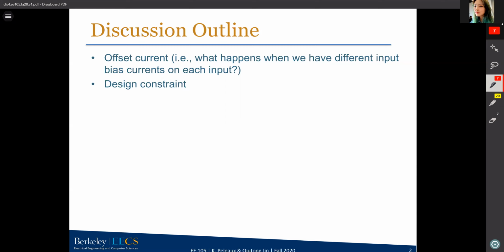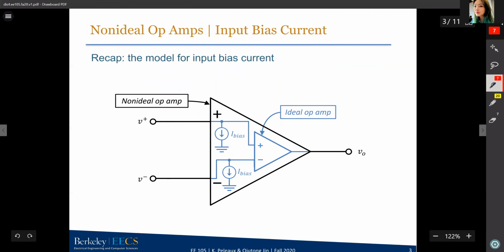So first, just recap the input bias current. So the input bias current will have a bias current, I bias, in both terminals. So you have a bias current in plus terminal as well as a bias current in the minus terminal. And because of the bias current, so for example, if you have two bias currents here, let me change it.